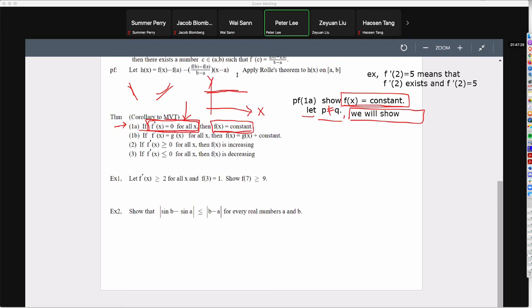And of course, with P and Q we really mean any two numbers. Any P and Q, the P and Q can be any two numbers which are different. And now what is it that we have to show so that this function is constant? Can somebody tell me? What do you think we need to show?